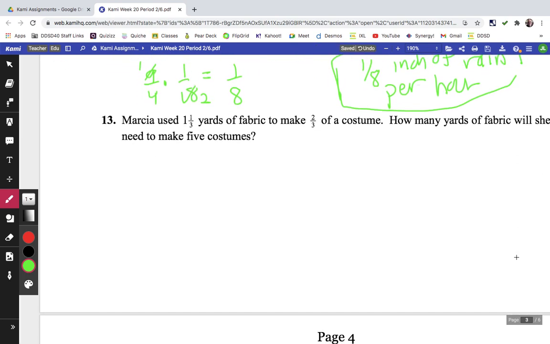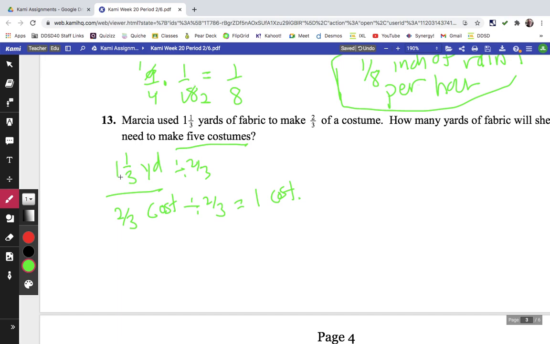Okay, let's look at problem number 13. Marcia used 1 1/3 yards of fabric to make 2/3 of a costume. And we want to know how many yards of fabric she will need to make 5 costumes. So we're going to make a unit rate on this and then multiply it by 5. I'm going to divide by 2/3. That's going to give me per costume. That's going to be 1 costume. And then my plan is to multiply that by 5.